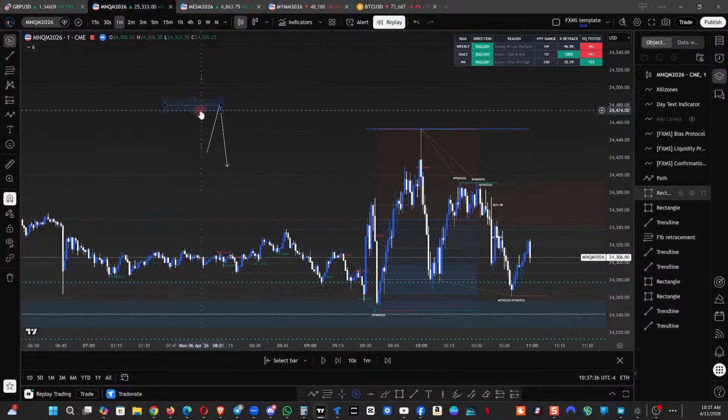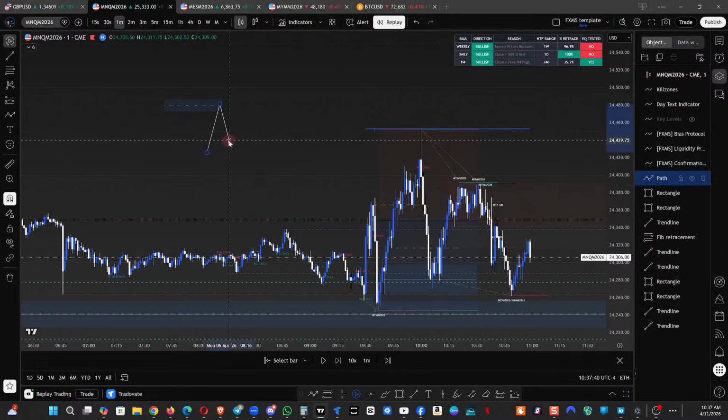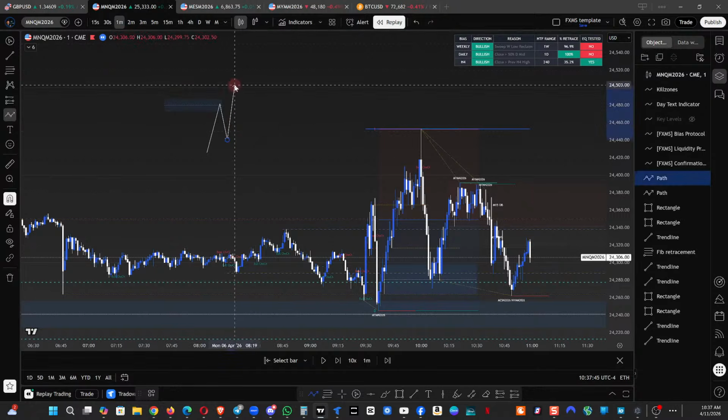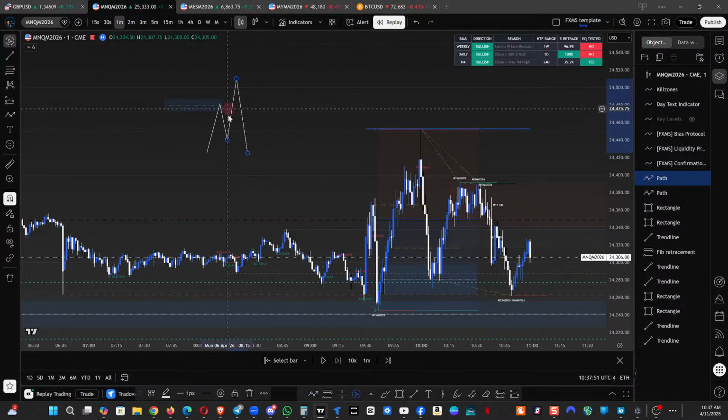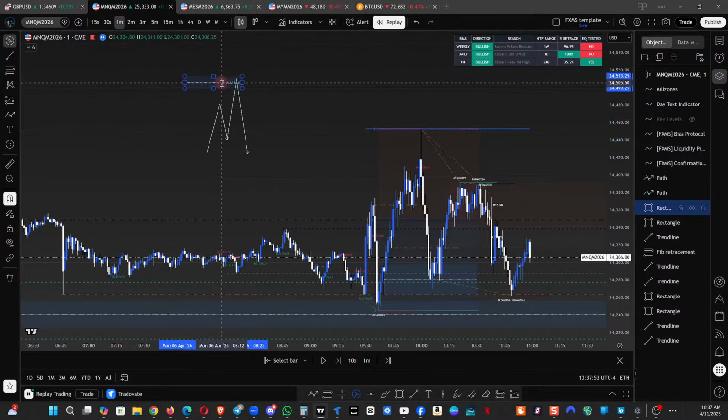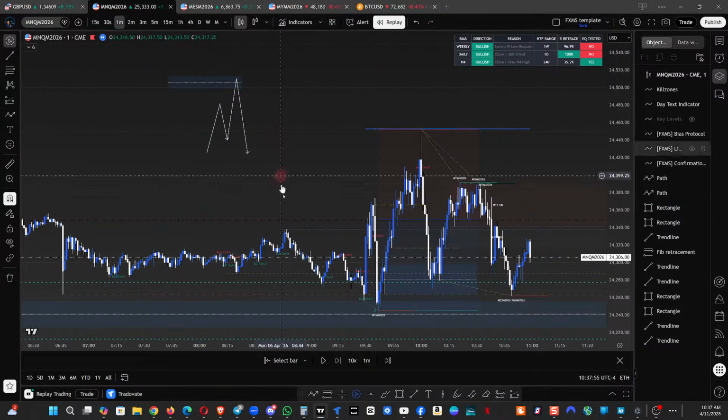That tells us that this was a valid POI, because otherwise, if we don't get a change of character and this just kind of makes a higher low here, then what price can do is just go beyond that, right? And go to the next point of interest. And then we get that one to give us a change of character. Okay, so then that one is the correct POI, okay? So this would be a good example here, right?